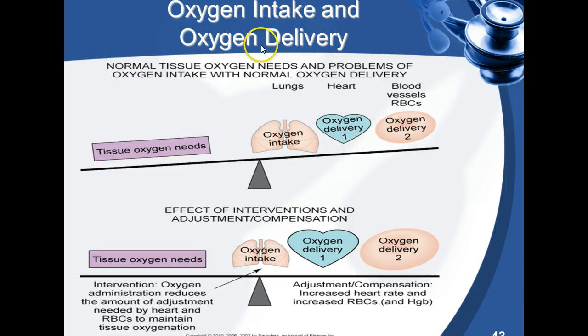Right here, oxygen intake and oxygen delivery, normal tissue oxygen needs and problems of oxygen intake with normal oxygen delivery. All this is just showing, I guess you could say, a little scale and what happens when your body needs more oxygen or it doesn't. And so basically, that's where the lungs and the heart, and then the red blood cells come in. And so this is what happens as a result.